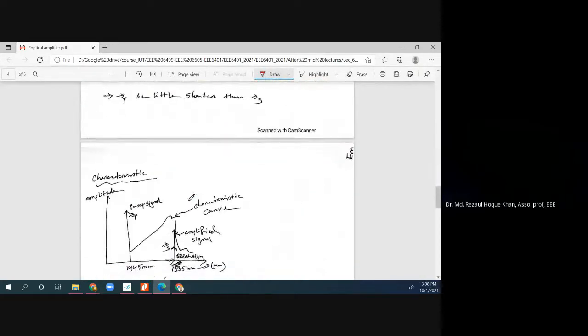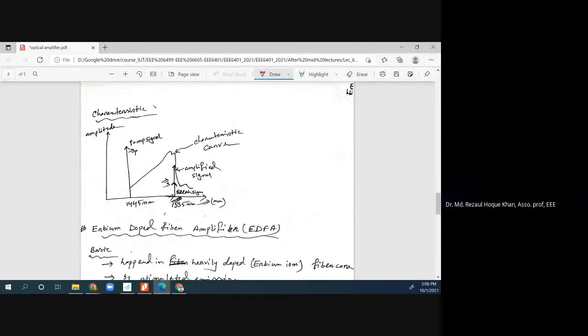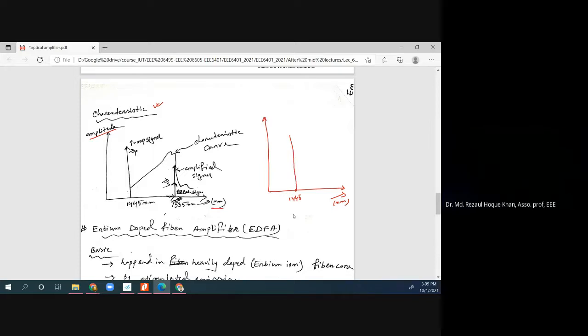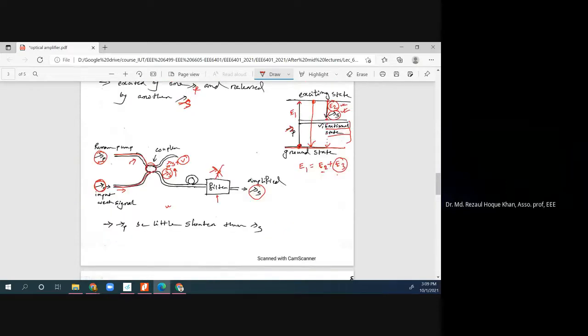Here we can see the characteristic curve of this SRS. This is amplitude versus wavelength. Here, what do we do? Pump is 1445 nanometer. This lambda is in nanometer. So 1445 nanometer is the pump frequency, which is actually our lambda p, the pump.